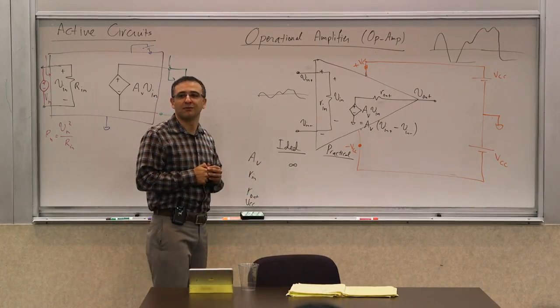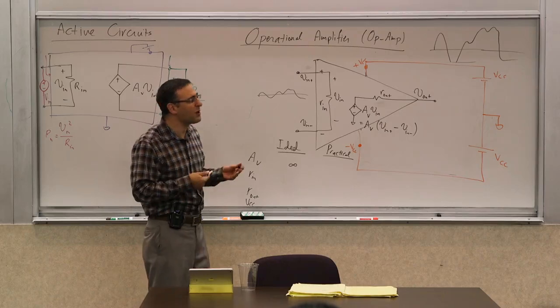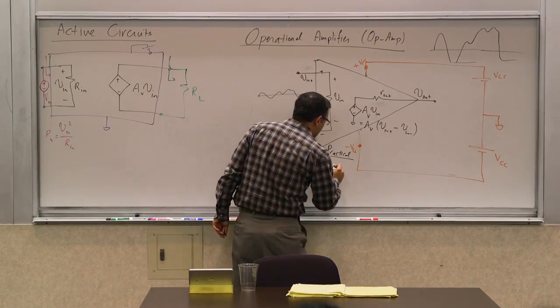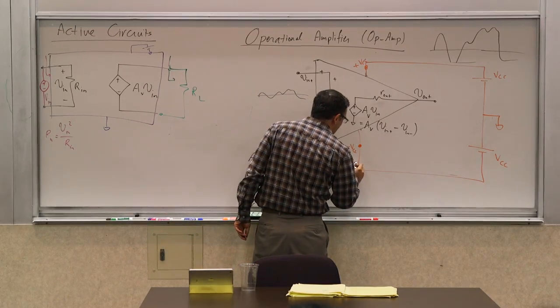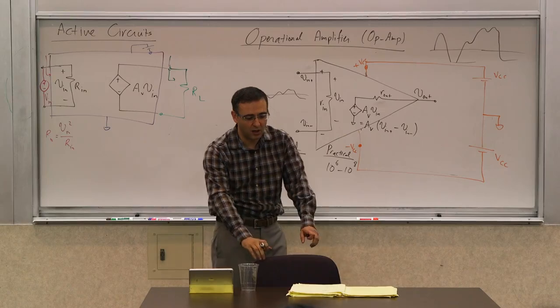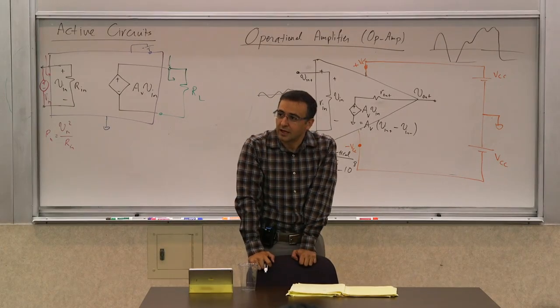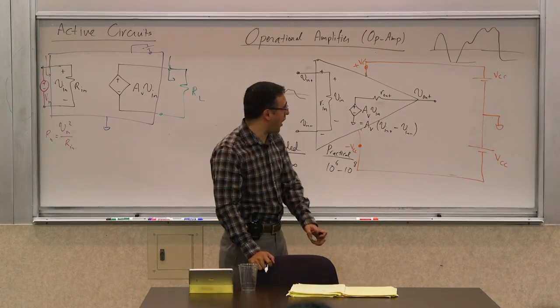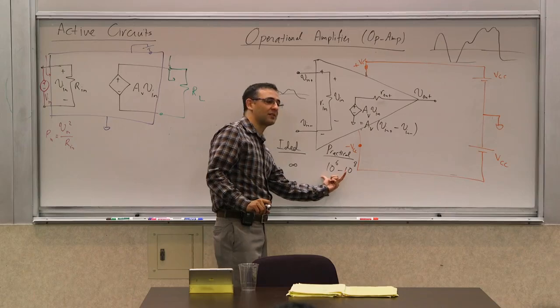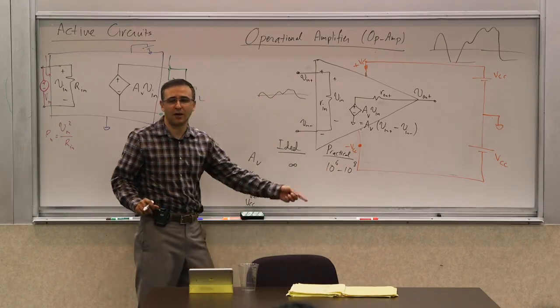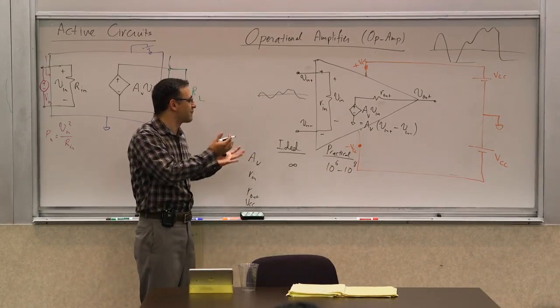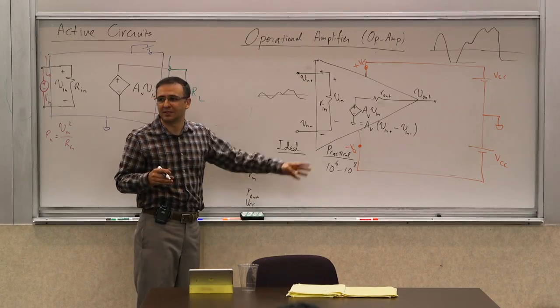So what is it practically? Practically, obviously, it can't be infinity, right? So practically, it can be anywhere between 10 to the 6 to 10 to the 8. So it's still pretty large, actually, the gain of an op-amp. I mean, there may be specialized op-amps that will be outside this range, maybe on the lower end or even higher end. But a vanilla op-amp is going to be in that range.